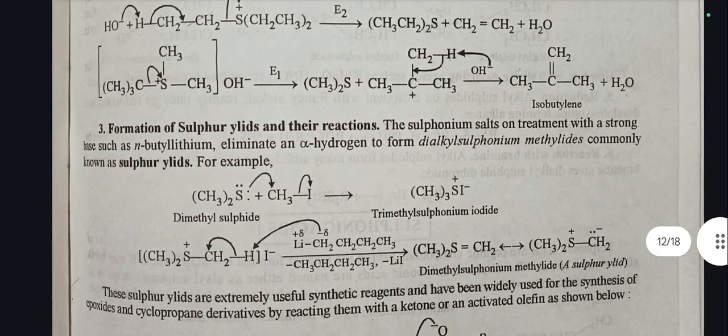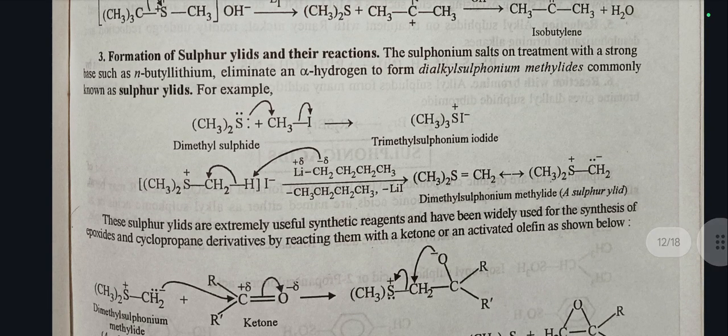Next is formation of sulfur ylides and their reaction. The sulfonium salts on treating with a strong base such as butyl lithium eliminate an alpha hydrogen to form dialkyl sulfonium methylides, commonly known as sulfur ylides. For example, dimethyl sulfide reacts with CH3I to form trimethyl sulfonium iodide, (CH3)3S+ I negative.